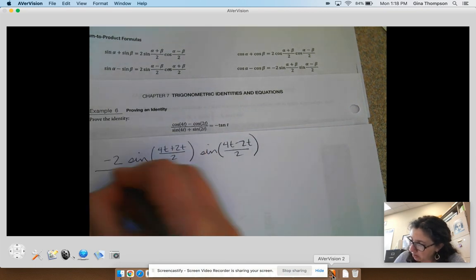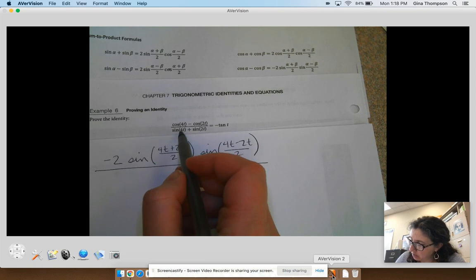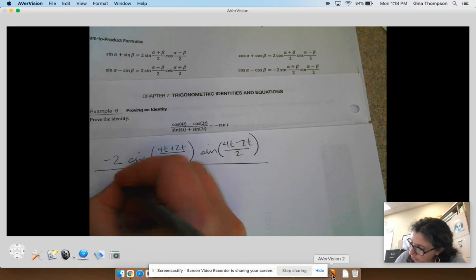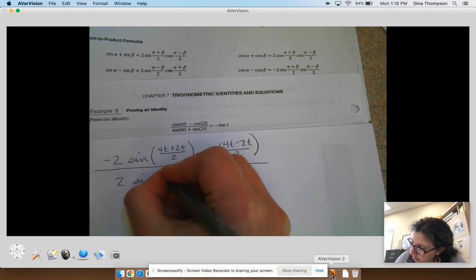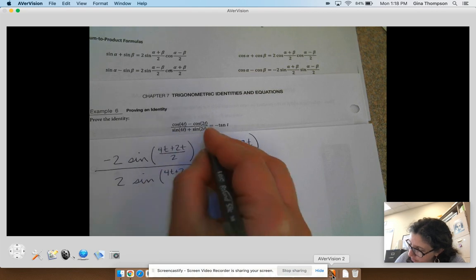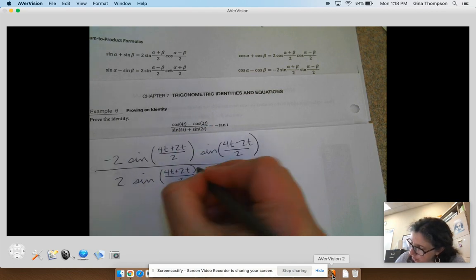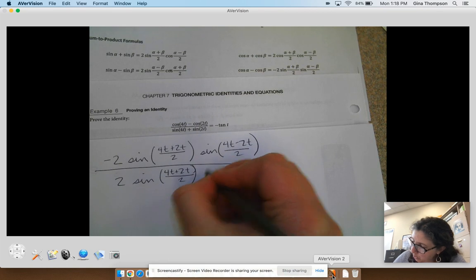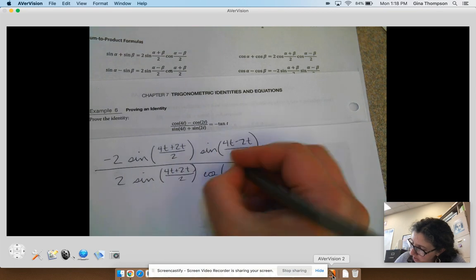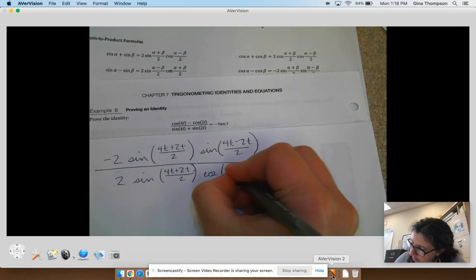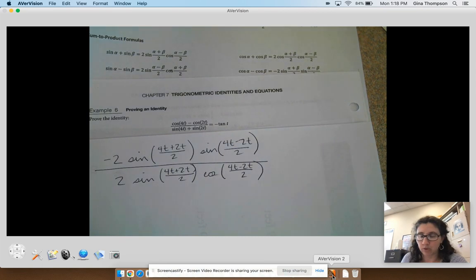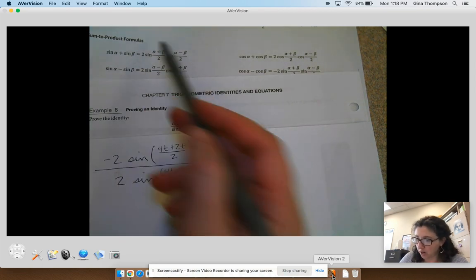The whole thing is divided by sine of one thing plus sine of another. So I'm going to use this equation here. It's going to be 2 sine of 4t plus 2t, oh wait, sorry, I'm looking. Yeah, 4t plus 2t all over 2, times cosine of alpha minus beta, so 4t minus 2t all over 2. Right, so I'm literally just plugging into these equations.